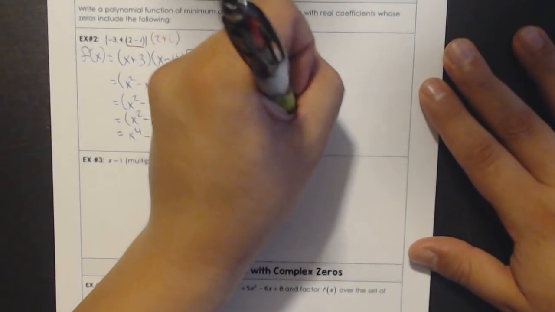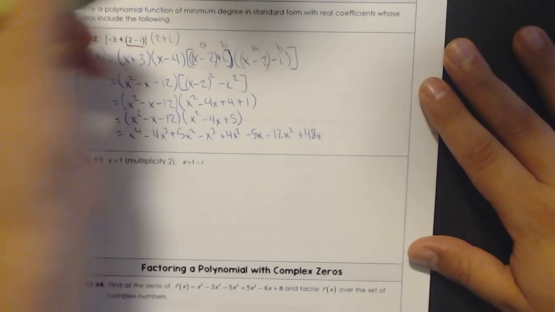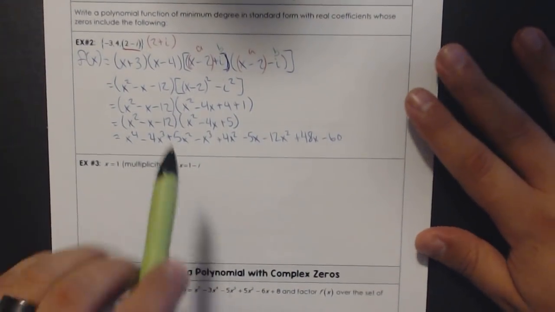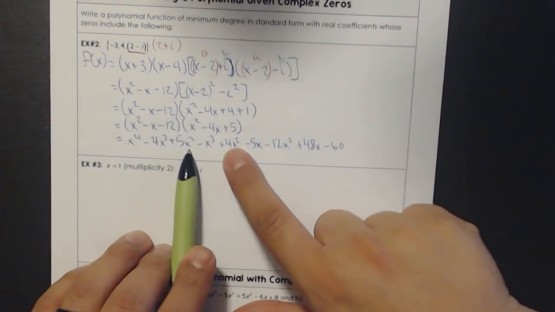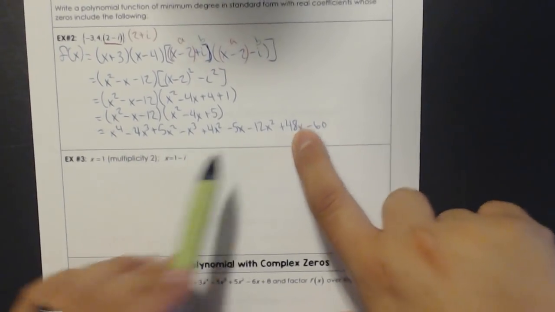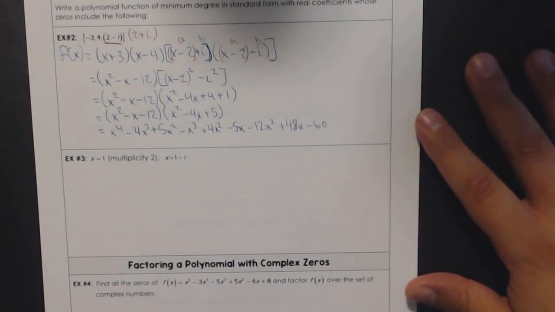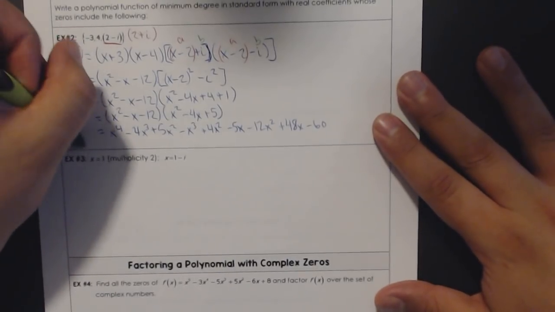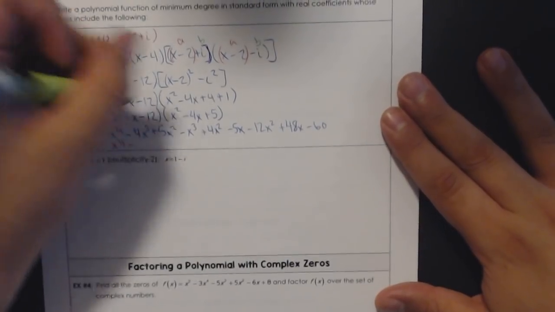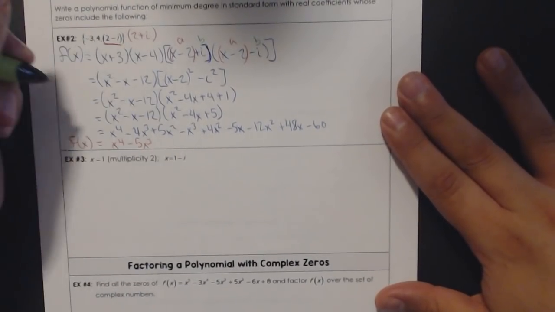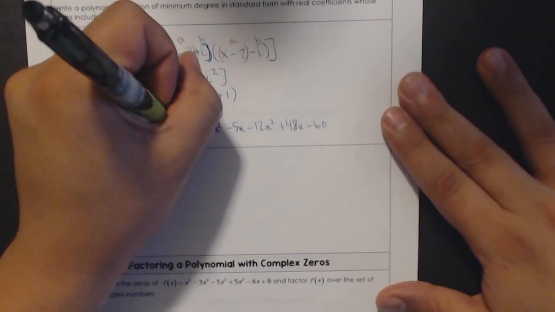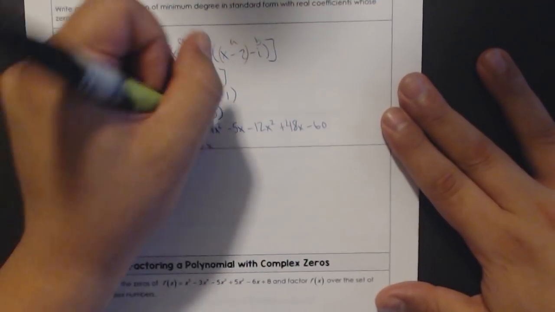plus 48x minus 60. I noticed that I have some squares, some cubes, and some x's, so I can combine like terms one last time. I'll write my final answer in a different color, so we get f of x equals x to the 4th minus 5x to the 3rd power minus 3x squared plus 43x minus 60.